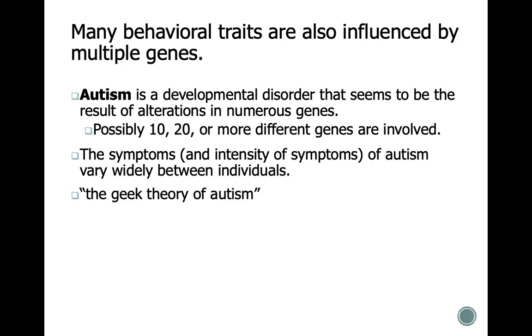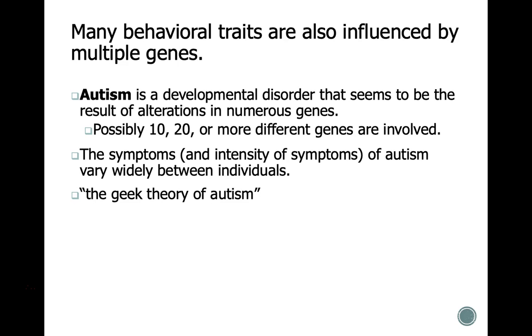What's interesting about this is there are behavioral traits that are also polygenic. Many behavioral traits are influenced by the effects of multiple genes. An example of this is autism. Autism appears to be the result of maybe 10, maybe 20 genes that are all contributing or interacting to produce this phenotype, which is autism.